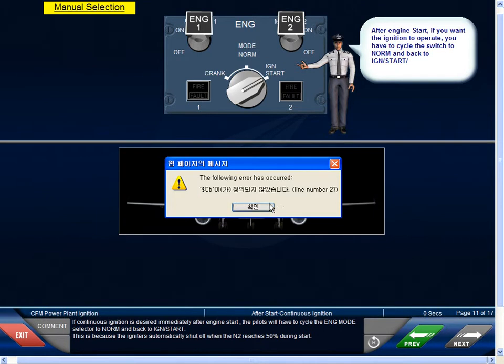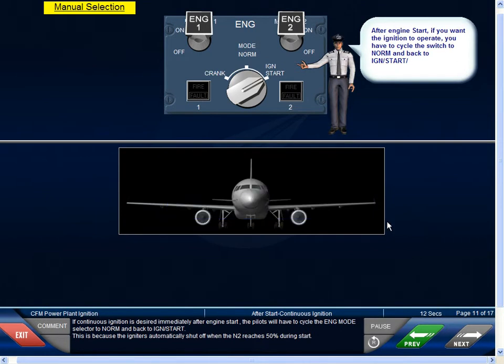If continuous ignition is desired immediately after engine start, the pilots will have to cycle the engine mode selector to norm and back to ignition start. This is because the igniters automatically shut off when the N2 reaches 50% during start.